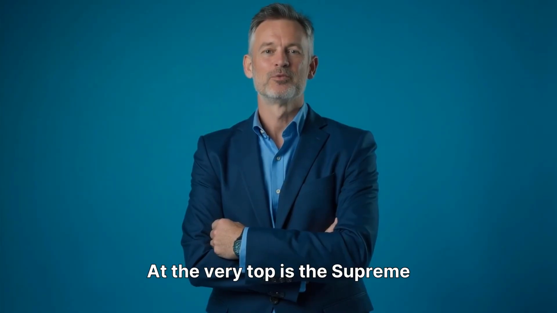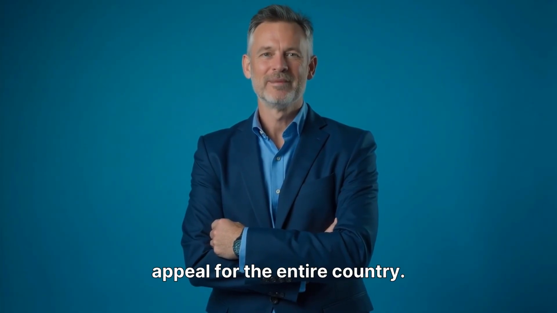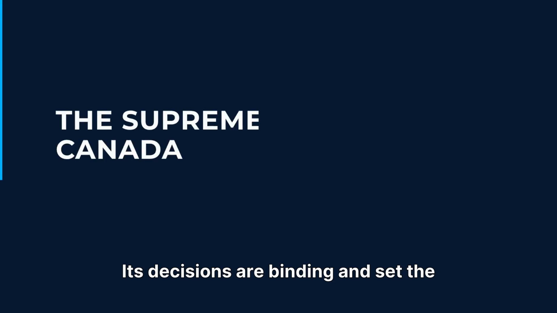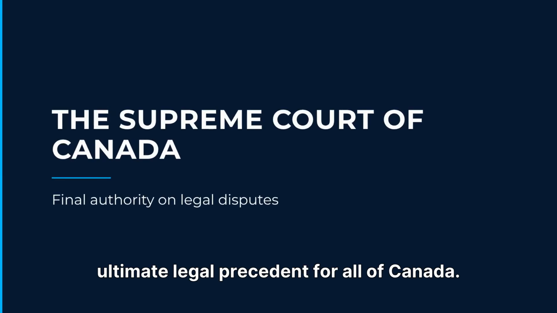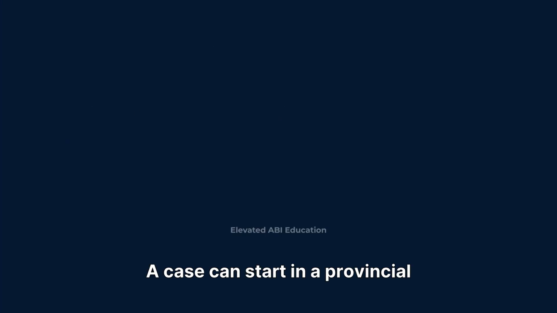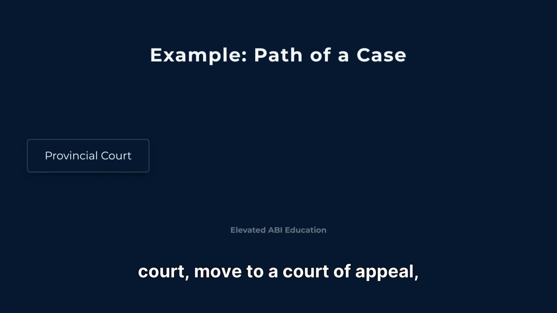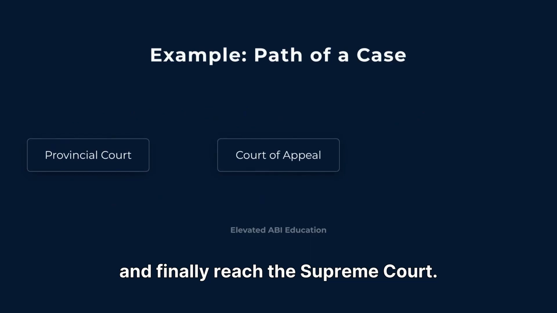At the very top is the Supreme Court of Canada, the final court of appeal for the entire country. Its decisions are binding and set the ultimate legal precedent for all of Canada. A case can start in a provincial court, move to a court of appeal, and finally reach the Supreme Court.